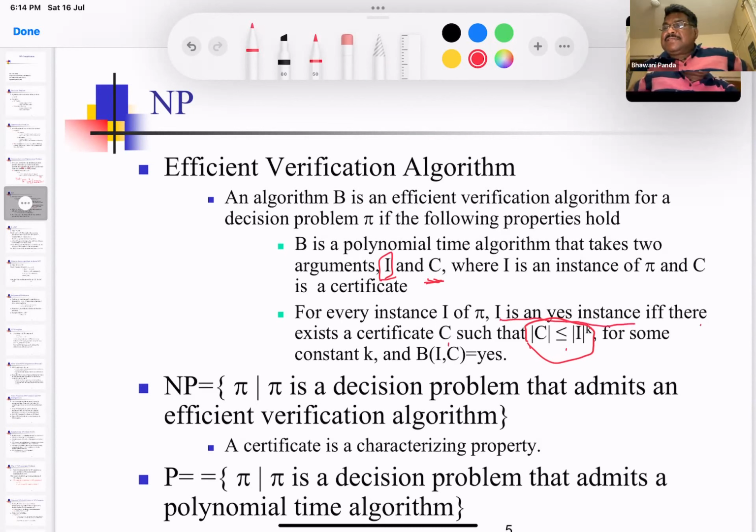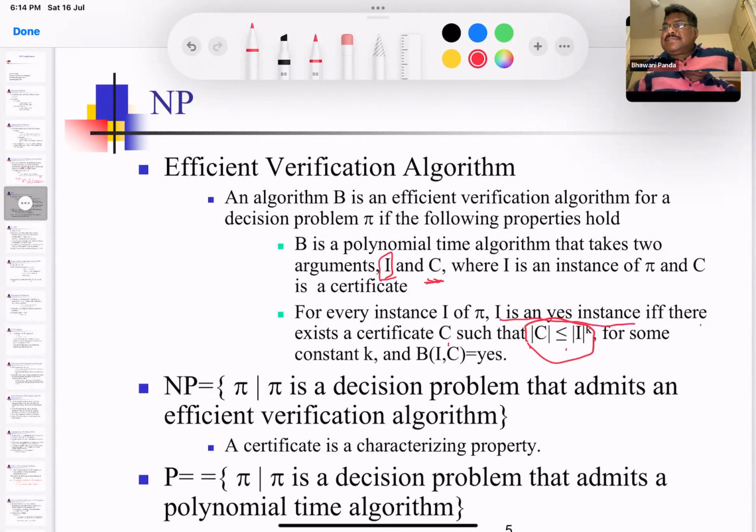That means it is a short certificate, so that once you give this particular certificate, the answer to this question is yes. So we are bothered about yes instances. If it is a yes instance, then you should be able to provide a certificate. And now you should be able to verify in polynomial time that this is a yes certificate. The instance is a yes instance. So last class we saw the efficient verification algorithm. This is a formal definition. And NP is the class of all decision problems that admit an efficient verification algorithm.